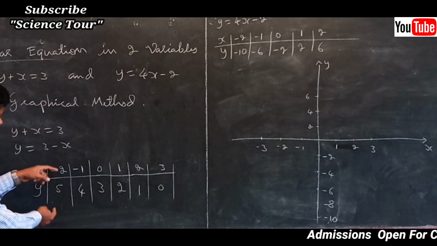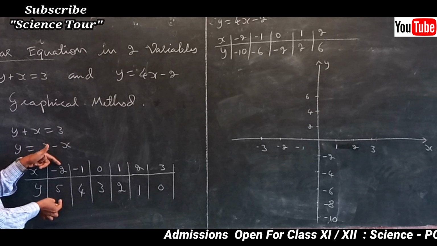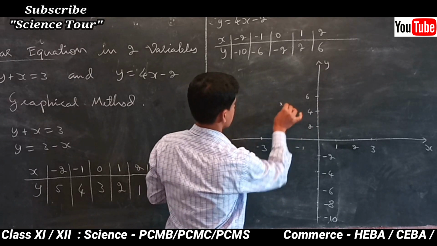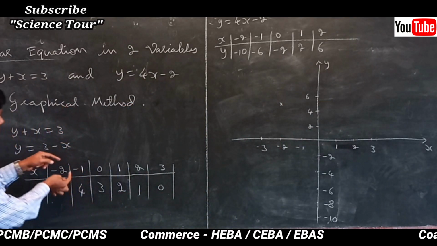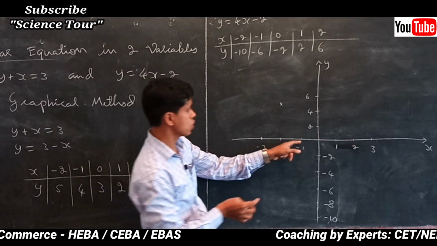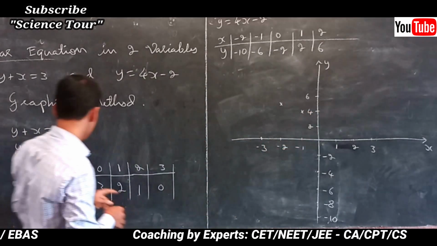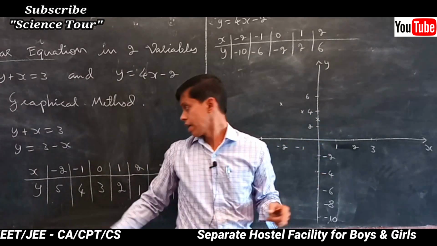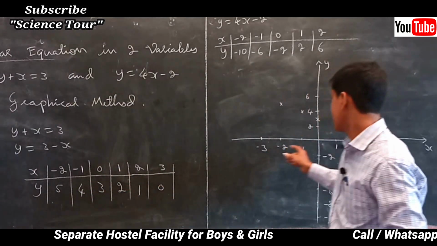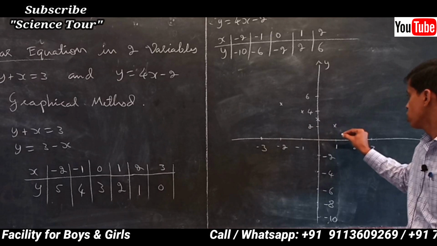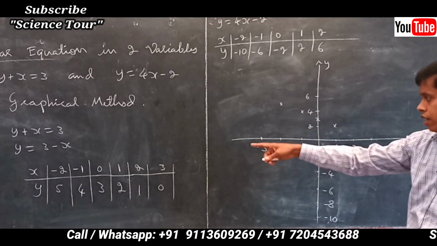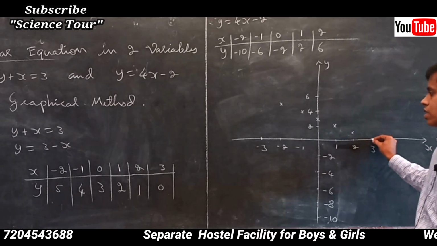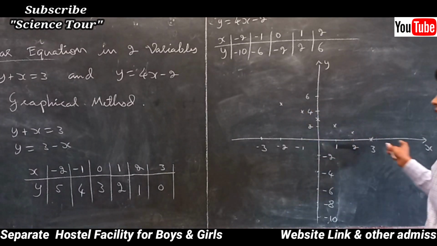What is the first point? When x is minus 2, y is 5, around here, right. That is the first point, and the second point is minus 1, 4. Then when x is 0, y is 3, correct. And then we have 1, 2. So, when x is 1, y is 2. You are getting a straight line here basically. And then at 2 you have 1 here, and at 3 you have 0 here. So, this is the line we are getting.